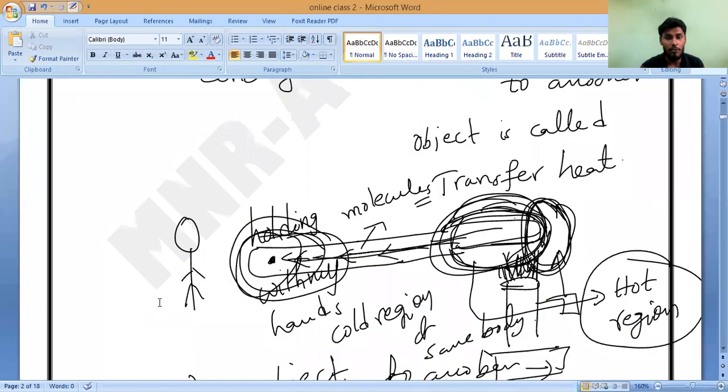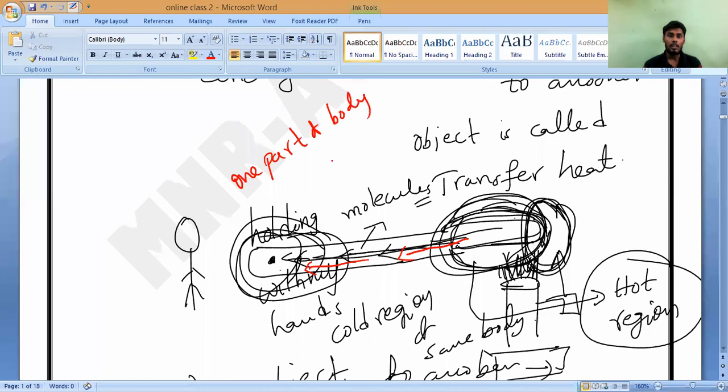One is in the case of the first spoon. If I start heating one side of the spoon, then I will feel hot on the other side. It means heat is transferring from one part of the body to another part of the same body. Is it yes or no? In one object itself, sir. Yes, from one part of the body to another part.